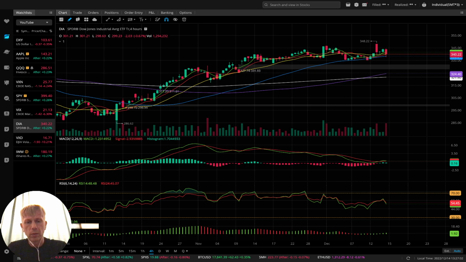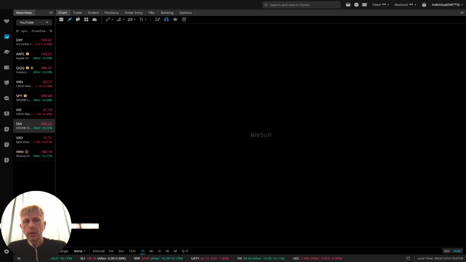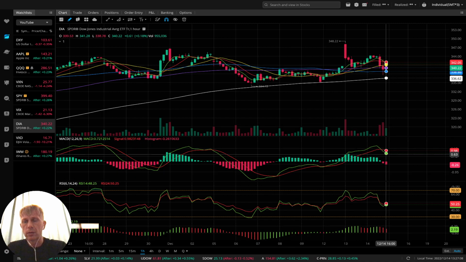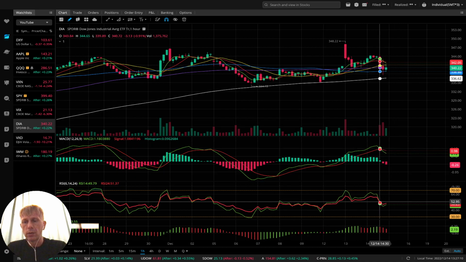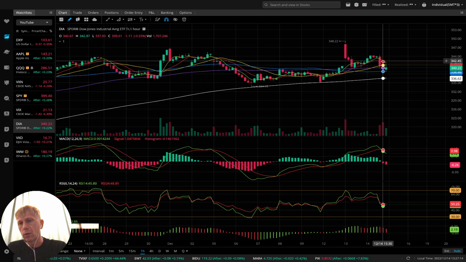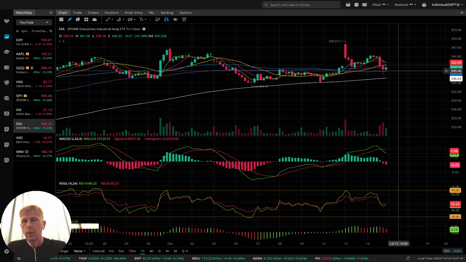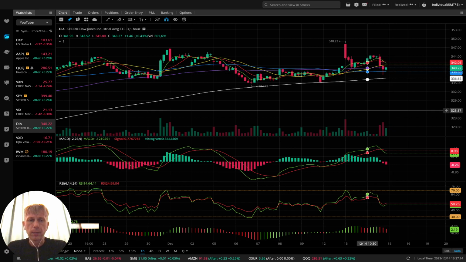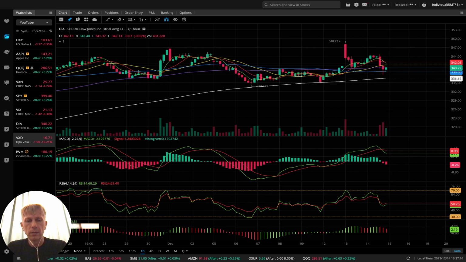Okay, let's move to 1 hour. 1 hour, it's bearish. 1 hour, it's bearish on all indicators. MA5 did a bearish crossover over MA10. Bearish signal. Last bar closed below MA20, below MA100. Bearish signal.